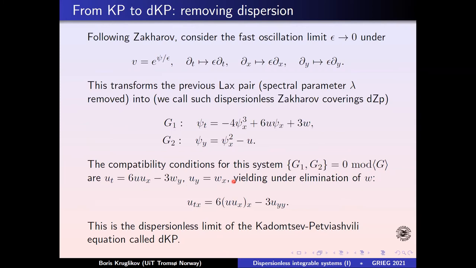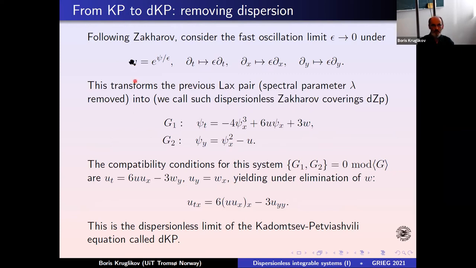Now let me start moving towards dispersionless equations. I will show now a trick which Zakharov made in 1991. So let's do the following substitution, which is the standard approach to fast oscillation, right? We write V equal to exponent of psi over epsilon, and then we let epsilon tend to zero. Simultaneously we do a scaling reduction for all independent variables, so we also divide them by epsilon, which for the corresponding basis vectors will be just scaling by epsilon. Okay, so we take this and we substitute it into our equation.